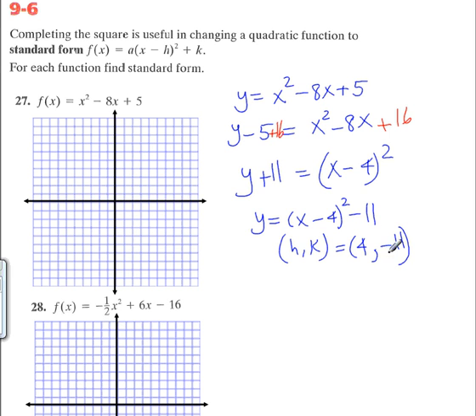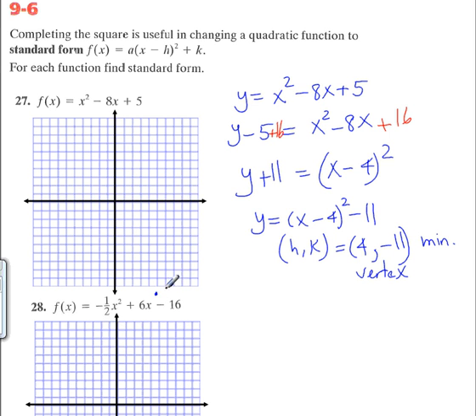And in this case, because a is positive, this is going to be a minimum. So we would go to 4, negative 11, and we would do our graph, the regular graph of y equals x squared from there.